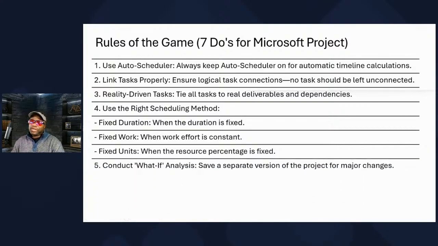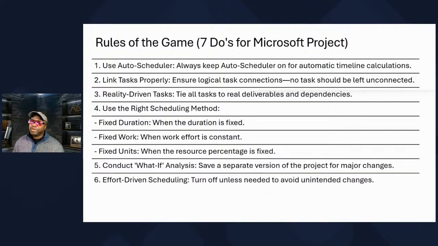Number 5, conduct a what if scenario analysis. Always have a separate version of your Microsoft Project. Always ensure when you're changing anything, you've got a plan B to go back to before you made the changes. Because once you make the change, if you're not able to go back, you've messed up the entire schedule. Take it from someone who's been doing this for 20 years, my friends.